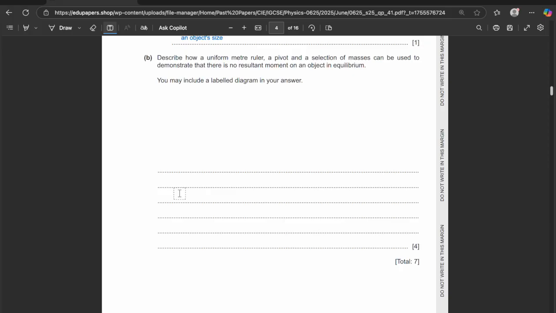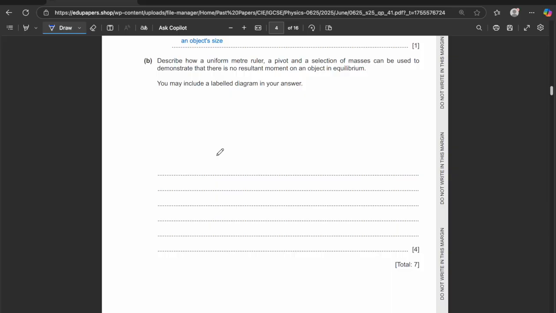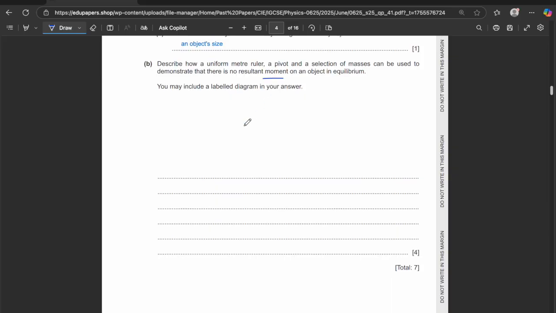B. Describe how a uniform meter ruler, a pivot, and a selection of masses can be used to demonstrate that there is no resultant force on an object in equilibrium. You may draw a labeled diagram in your answer. So this is testing moments. In a typical experiment of a moment, we have a pivot and a uniform meter ruler, which means its center of mass is in the middle, so if we put that center on a pivot, then we don't really need to consider its weight, because its weight is here and the pivot force is acting like this. These two forces cancel out and they don't affect the moment at all.